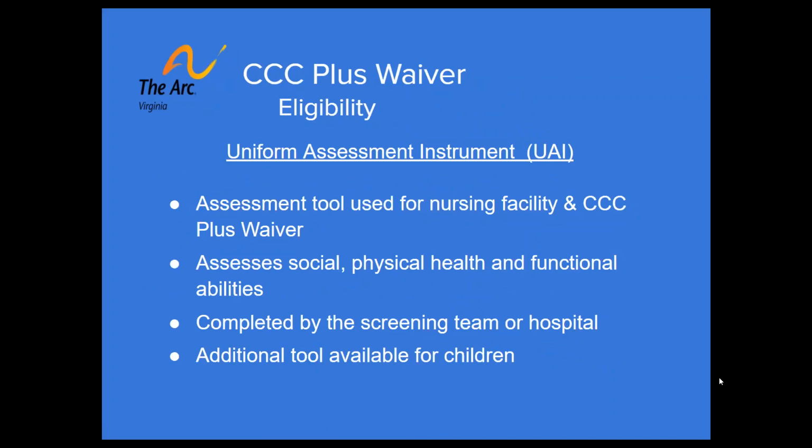The assessment tool used to determine if a person meets the 3 criteria is the Uniform Assessment Instrument, or UAI. The UAI assesses a person's social, physical, and functional abilities. The screening is completed by a nurse from the health department, or it may be done if the person is in the hospital.